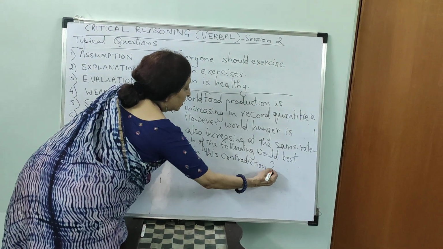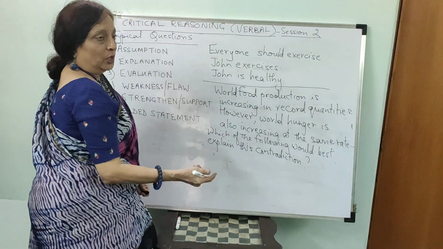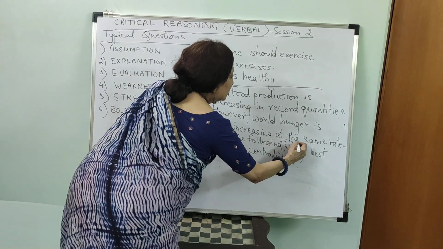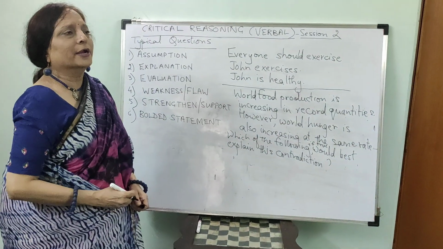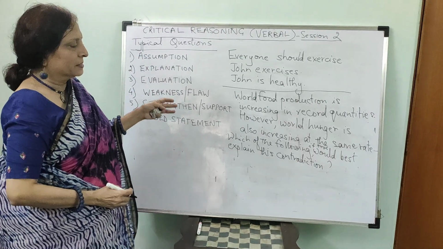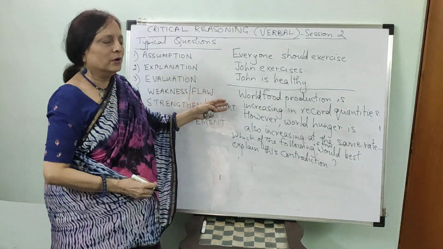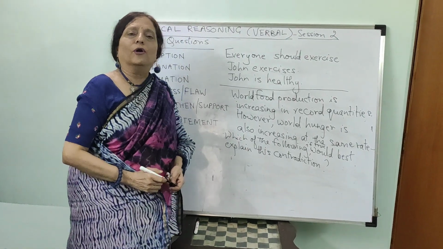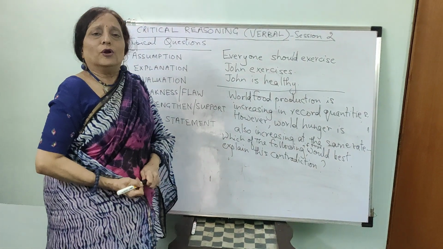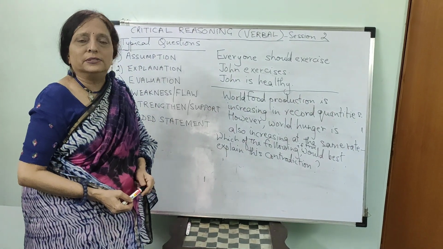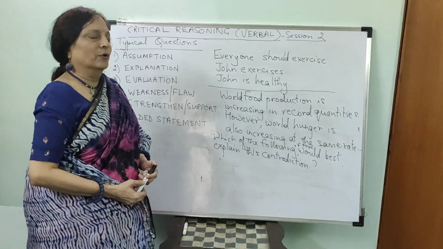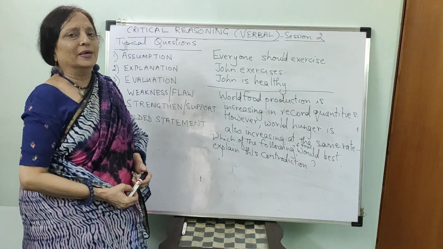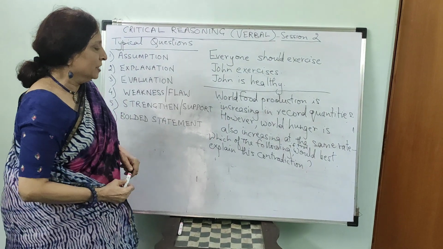Now see, and they will always have if true. Okay, so you have to hypothesize that this is true. We cannot argue against the statements made by the author, which are called premises. So when he says that world food production is increasing in record quantities, that is his premise. We cannot say that how do we know that it is increasing in record quantities, or how do we know that world hunger is also equally increasing. We can't question his premises.